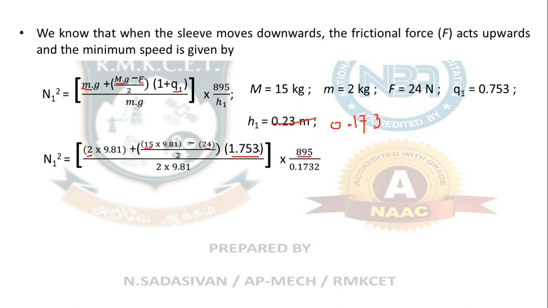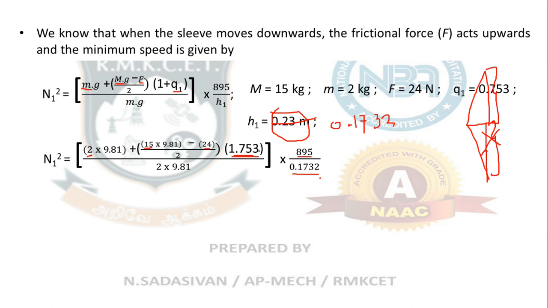0.1732. 0.23 is the adjacent side of beta, right? Do you remember? When we found out beta, this value came around 0.23. This is not the height of the governor, which is the upper side, this height. It is 0.1753. I'm sorry, 0.1732.